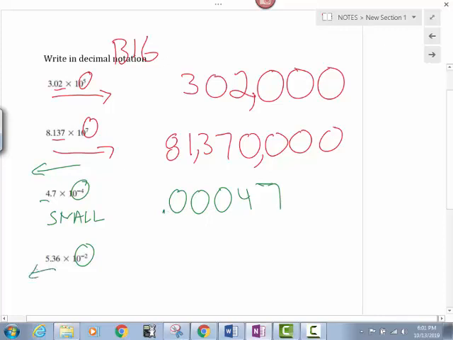Same thing here. I'm only going to go 2 spaces. I already have 1 number there. I have that 5, so I need a 0, then 5, 3, and 6. And that is section 4.2.